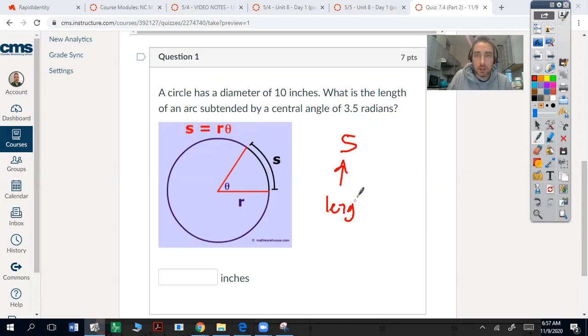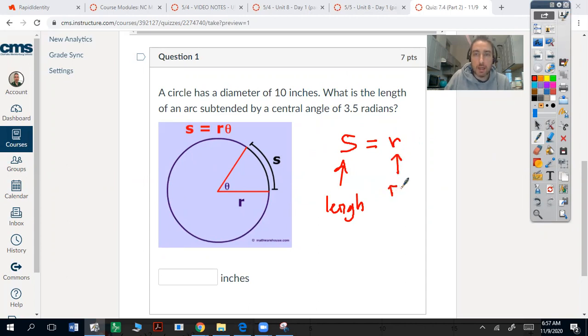S is the length. So when you see the letter S, just think that's the arc length. That's the same as L, or just the length of that portion of the circle. R is the radius. And then theta is the angle measure in terms of radians. You can look up what radians means and how to get from degrees to radians, but for right now, we just need to know what that radian measure is.